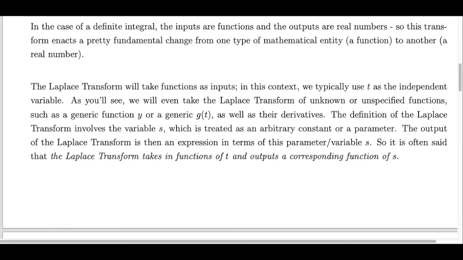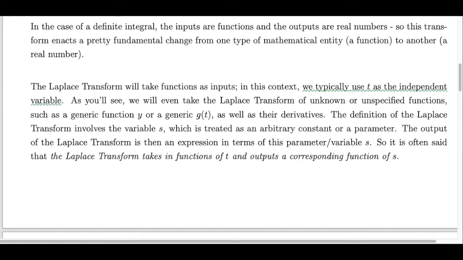So how about the Laplace transform? As the name suggests, the Laplace transform is something that takes functions as inputs. More specifically, we usually think of our input functions as being functions of t. And we typically think of that t variable as representing time. As you'll see in a second, the definition of the Laplace transform contains a variable or parameter s. Once we have completely evaluated the Laplace transform of an input function, some expression of s will be our final product. Some expression of s will be our output.